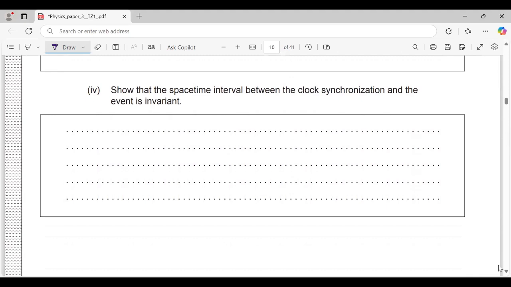Show that the space-time interval between the clock synchronization and the event is invariant. The space-time interval we can determine through this formula: s squared equals ct squared minus x squared. This ct is 1 squared minus 3 squared, equals 1 minus 9, and it is minus 8. So s squared equals minus 8. Invariant.